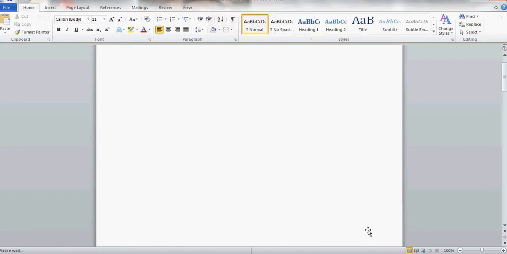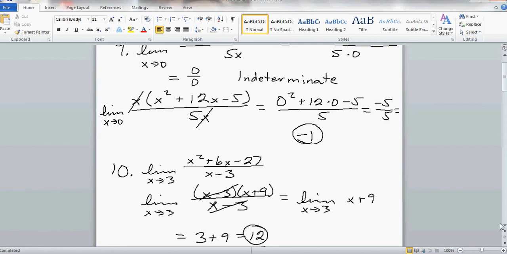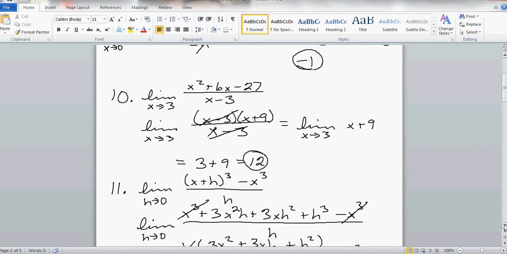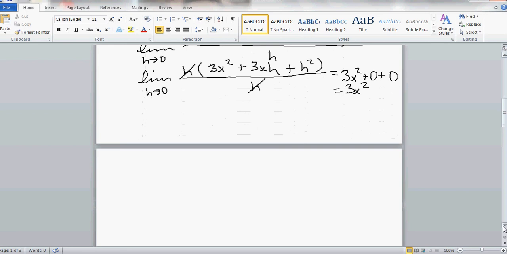Now, is it okay to have 3x squared as the answer? Absolutely. You should be well beyond that, oh my gosh, I need to have a number. No, algebraic expressions are perfectly fine.